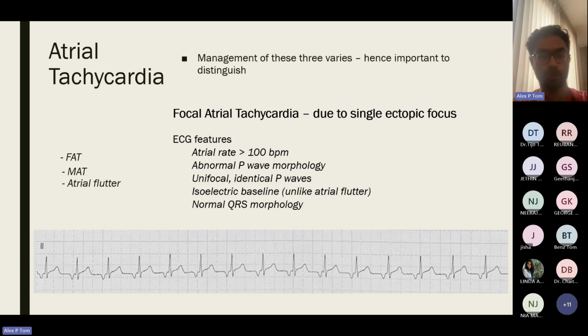Okay, so you will see an isoelectric baseline because it's just one focus that's triggering. That's an abnormal one. There's an isoelectric baseline, unlike atrial flutter. So yeah, that's how it is. So when you see atrial flutter, you will be able to make that difference.